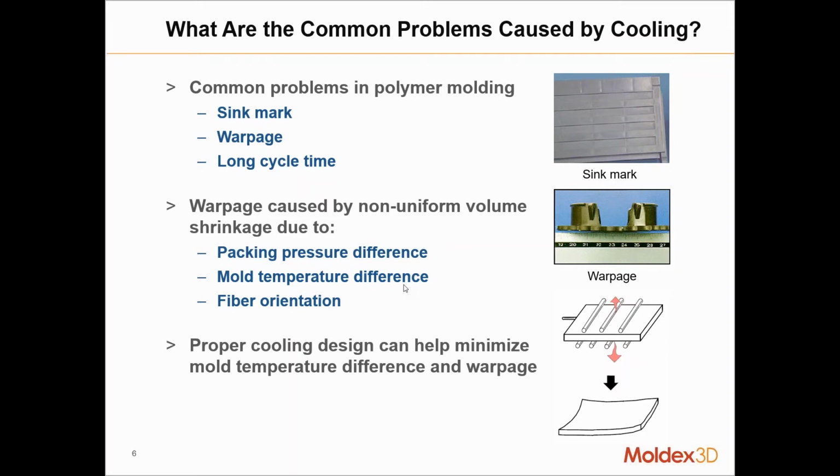So, three main problems that most companies experience in the cooling stage are going to be things like sink mark or shrinkage-related defects. Warpage is probably the biggest one, and then final cycle time. So being able to break down your total cycle time in order to improve your cycle productivity.